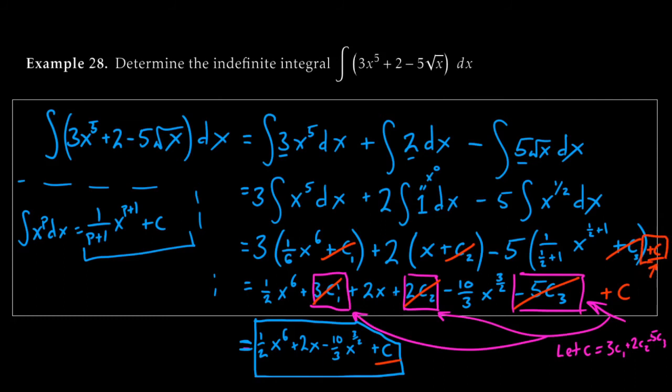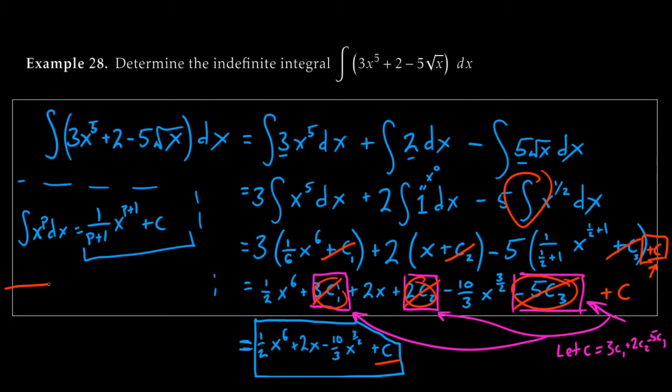And you don't have to keep track of C1s and C2s and C3s or any of that nonsense. Just put a C after every single line once integral signs disappear, and you'll always be good to go. But hey, cool.